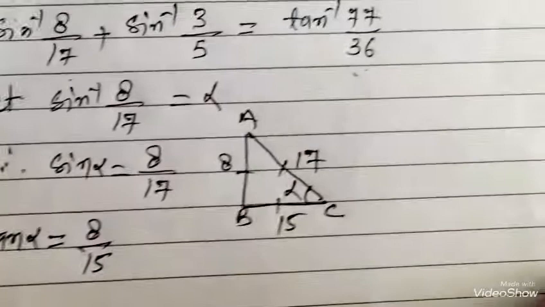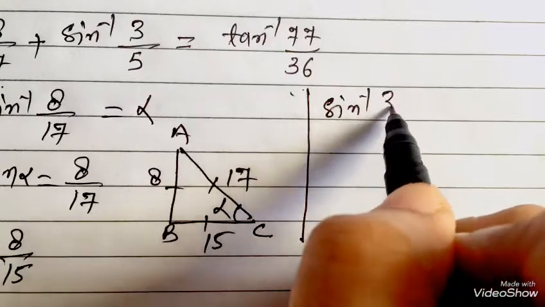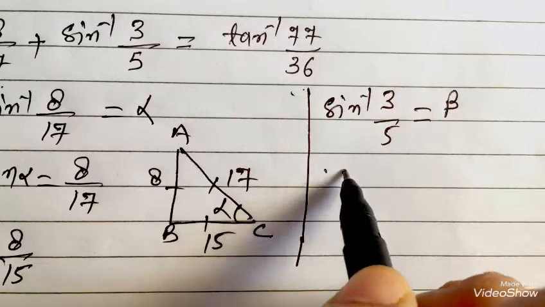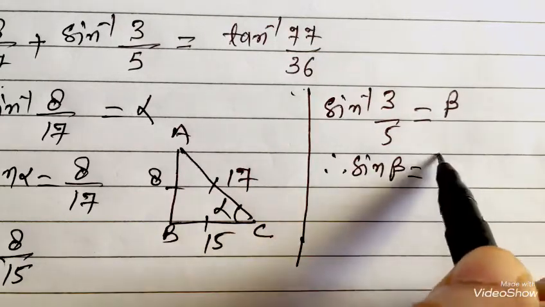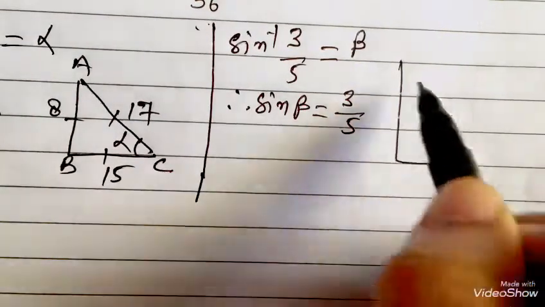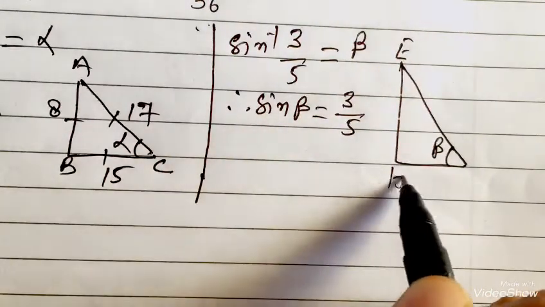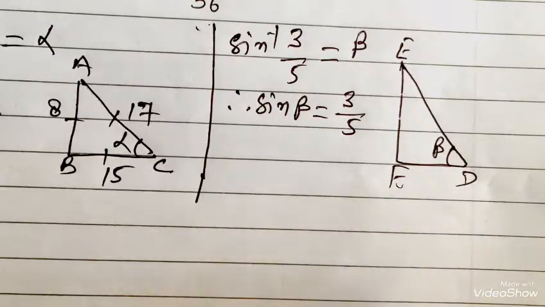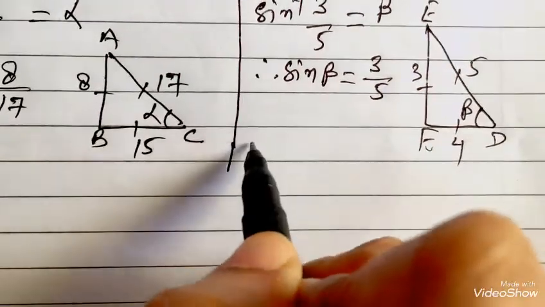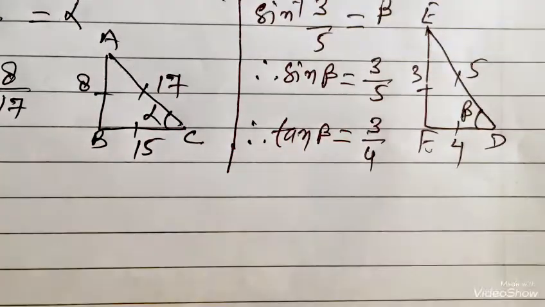And now the same for sin inverse 3 by 5, it is equal to beta and sin beta is equal to 3 by 5. Again by the triangle method, it's beta. We will get here 3, it's 5 and it's 4. So tan beta is 3 by 4.